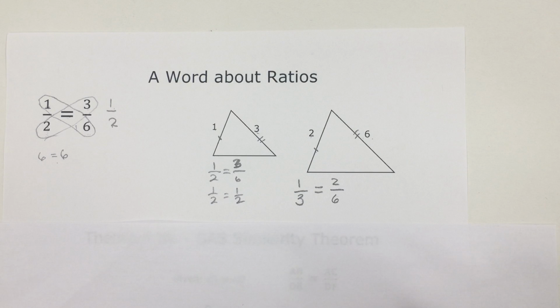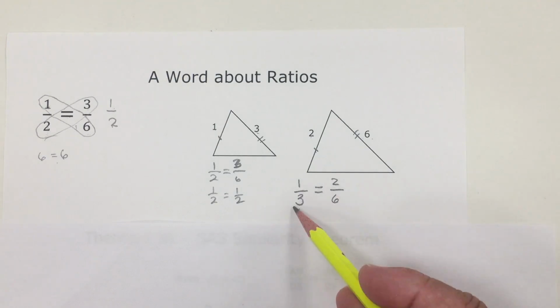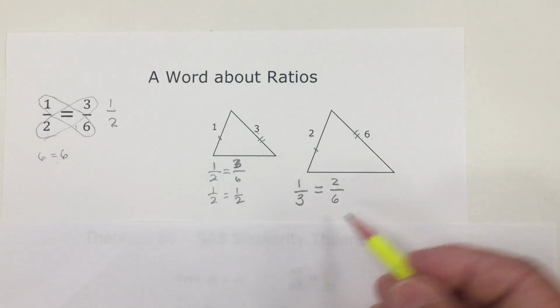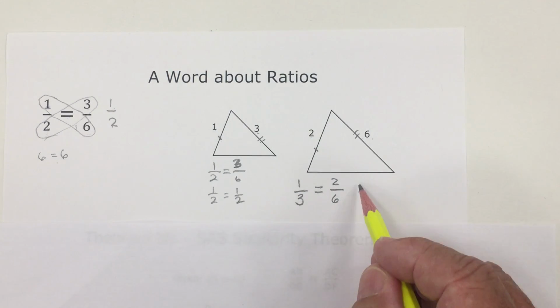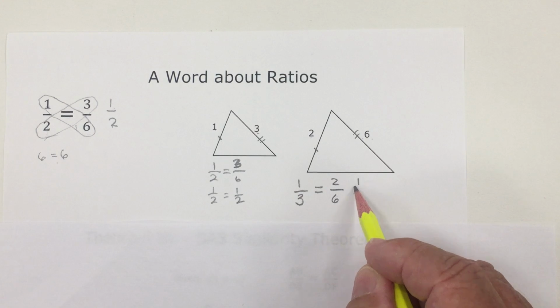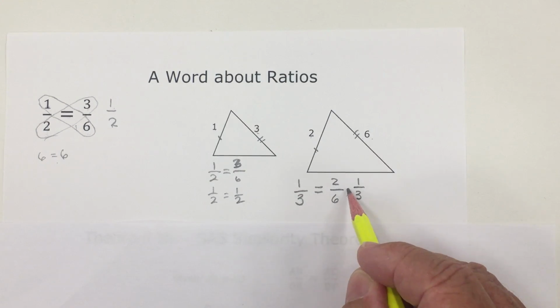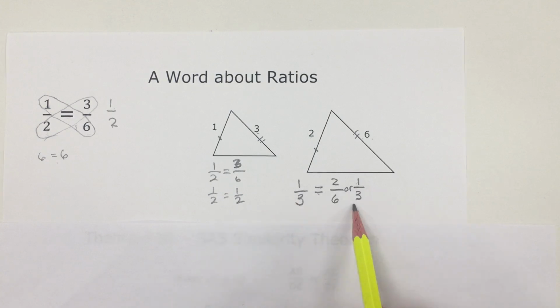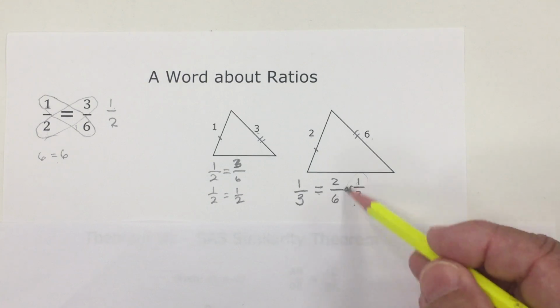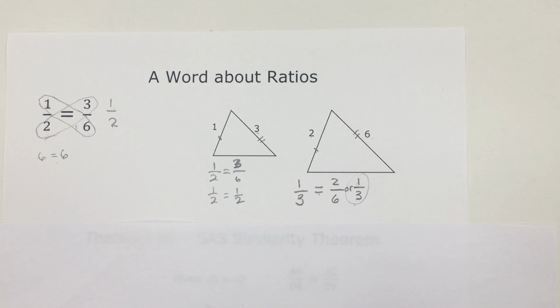So now we can cross multiply and see that 6 equals 6, or we can reduce. So we have 1/3 equals 2/6, divide top and bottom by 2. We have 1/3, okay? So we have 1/3 equals 1/3. So we still proved proportionality, but this time we used fractions.